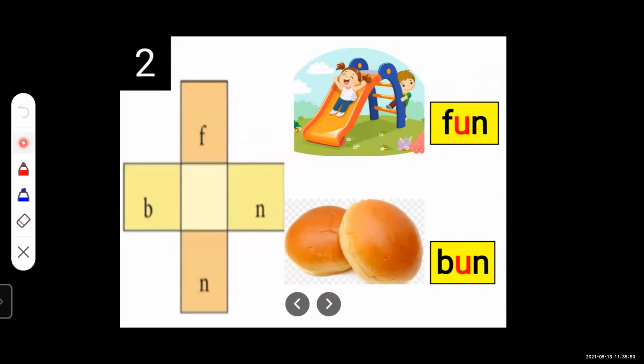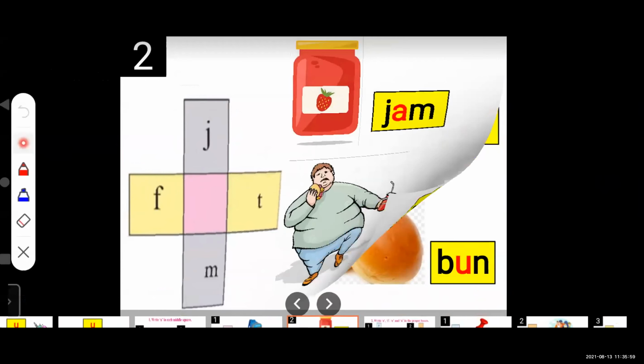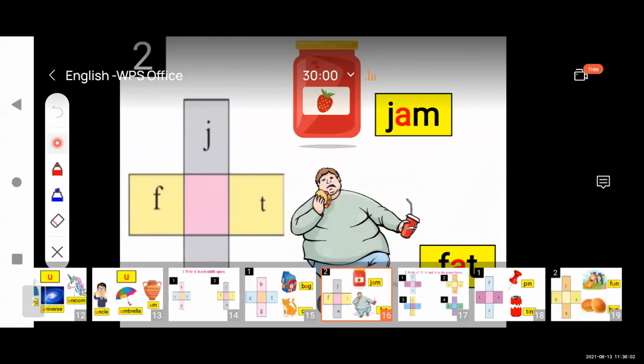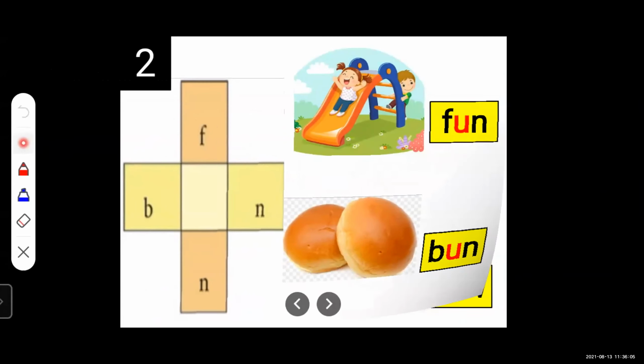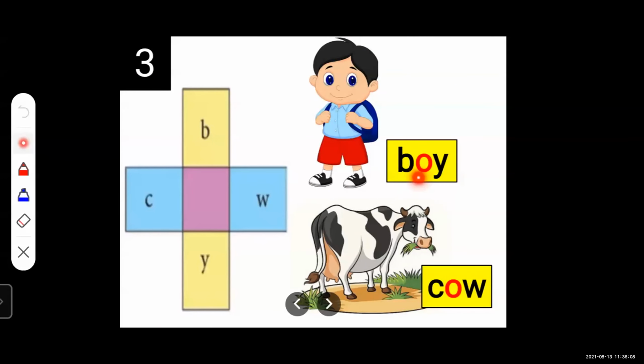So we put U here, but we use the second sound of U. So bun and fun. Very good. Now the third box. Jam, fat. Yes, now the third box. Boy, cow. But here the sound is different. Cow, bow, boy. Okay, don't worry. So students, when we put O here, it's a vowel and O also has two sounds.